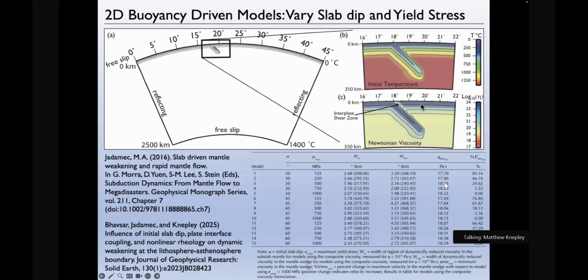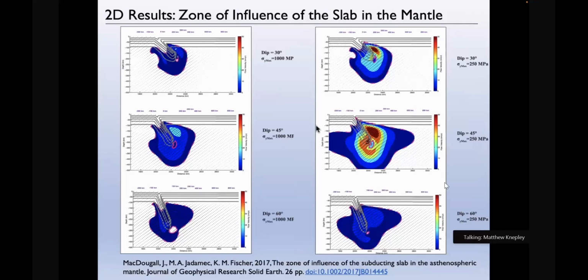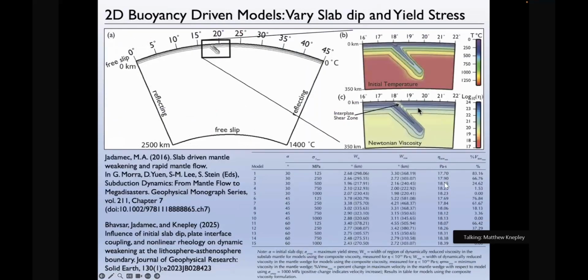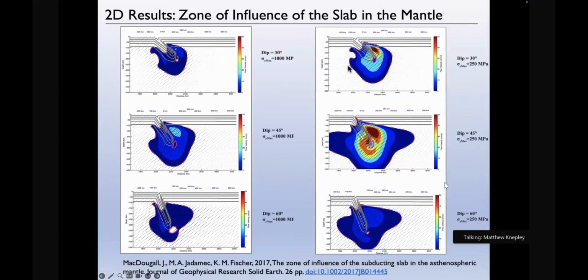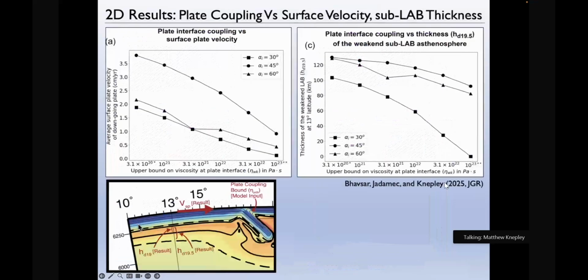This is the thermal structure, and this is the viscosity. And we can adjust in these models. Our plate boundary is fixed, and we can toggle how much viscosity variation we have across that interface, and that can modulate how quickly or slowly plates move. And so when we use a composite viscosity structure, that's the Newtonian one, what we'll see in the composite one is you get these zones of influence in the asthenosphere around the slab.